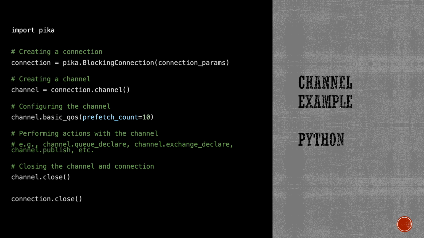After creating and configuring the channel, you can perform various actions on the channel, such as declaring queues, exchanges, and publishing or consuming messages. Finally, the code closes the channel and the connection using the channel.close and connection.close methods, respectively.